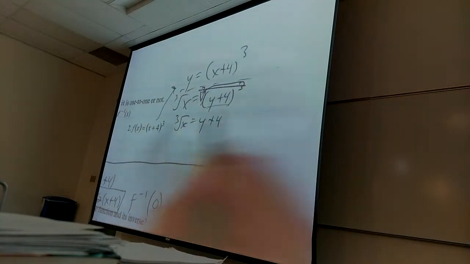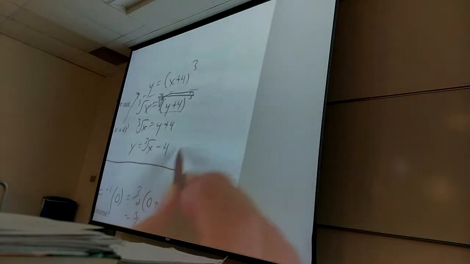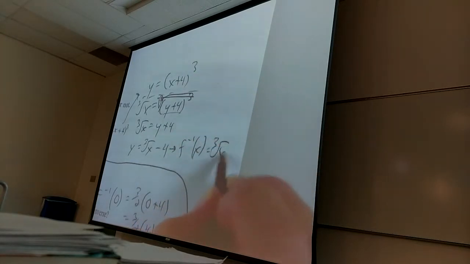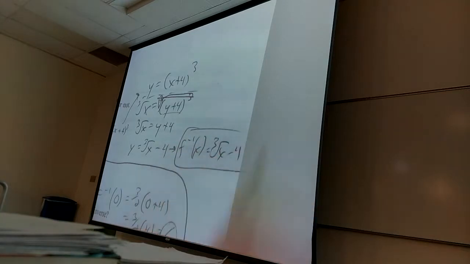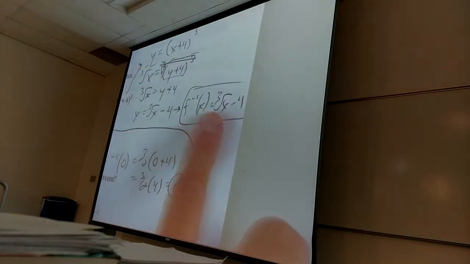And what's the last step? Subtract the 4. So this, just to write it more officially, is f inverse. That is the inverse function. Cube root first and subtract last.